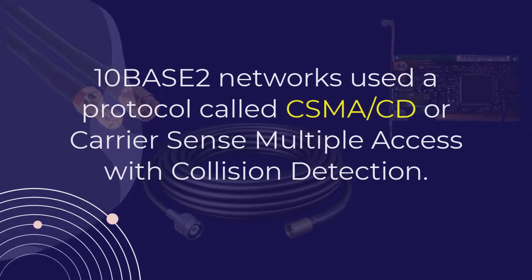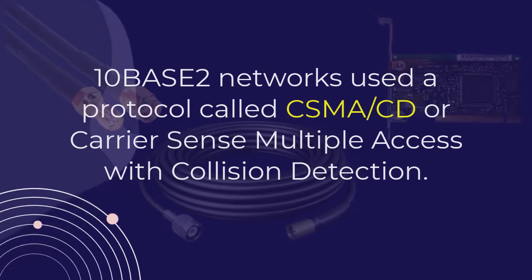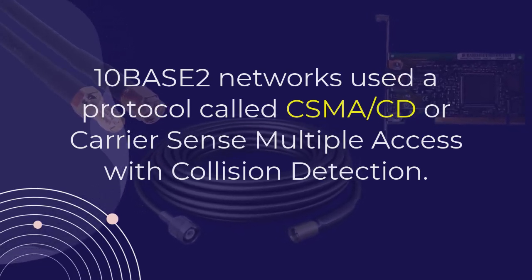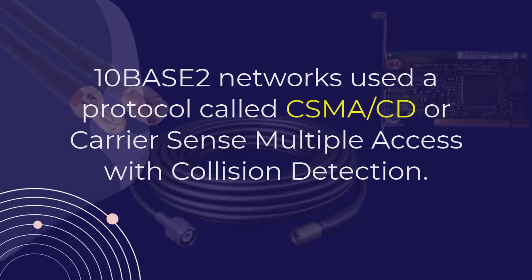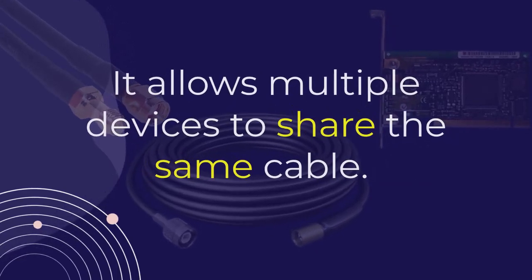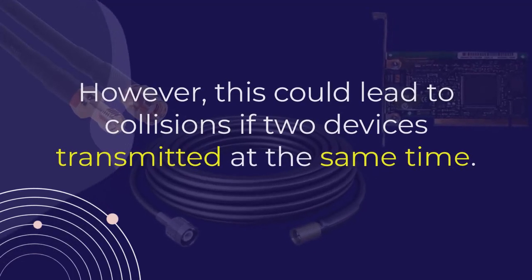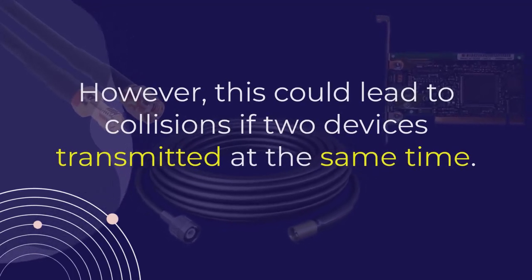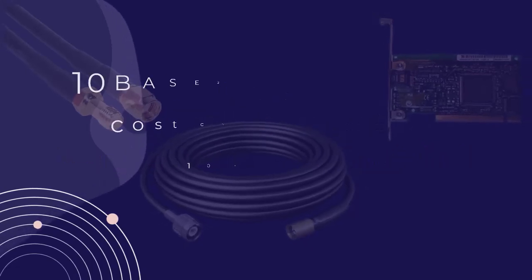10Base2 networks used a protocol called CSMA/CD, or Carrier Sense Multiple Access with Collision Detection. It allows multiple devices to share the same cable. However, this could lead to collisions if two devices transmitted at the same time.